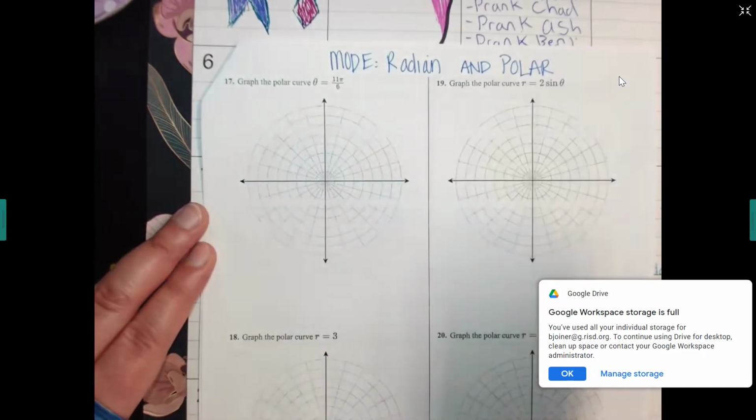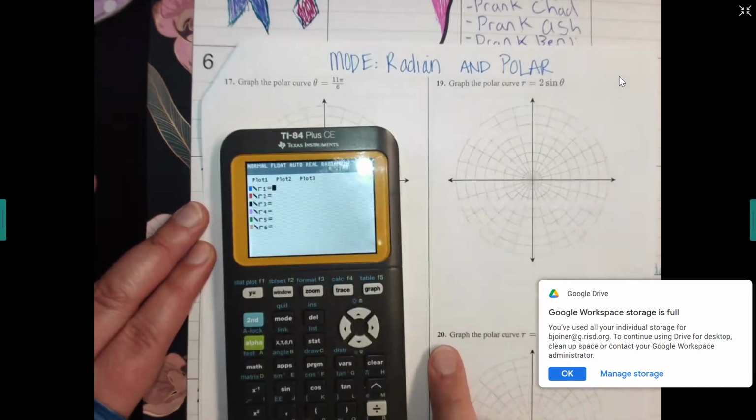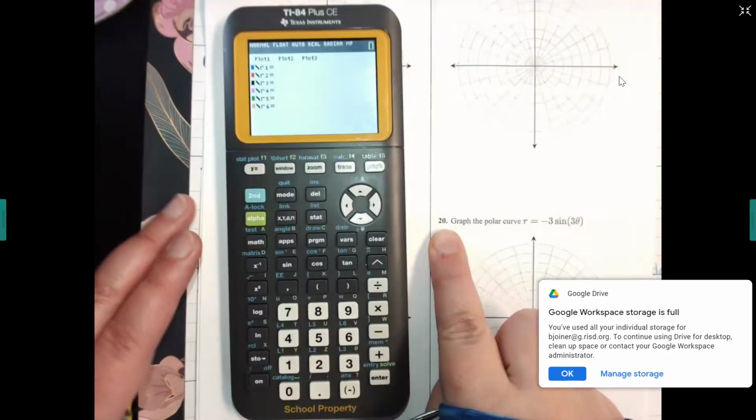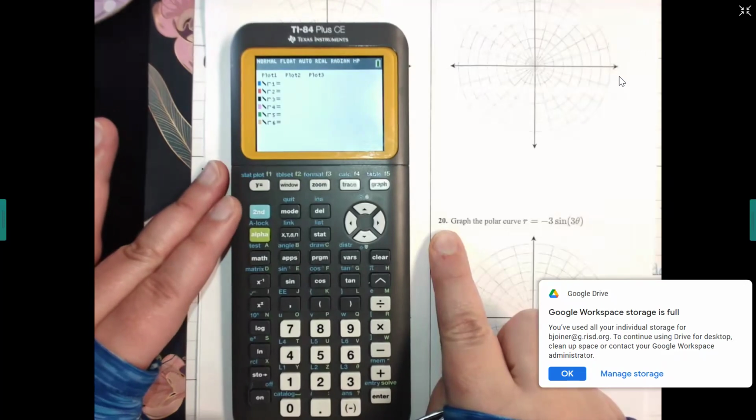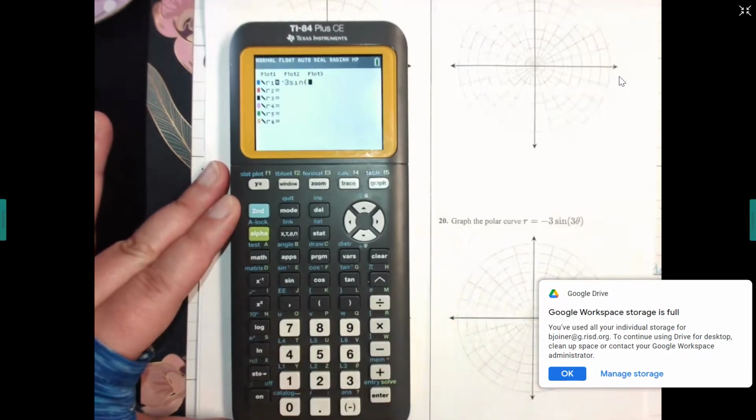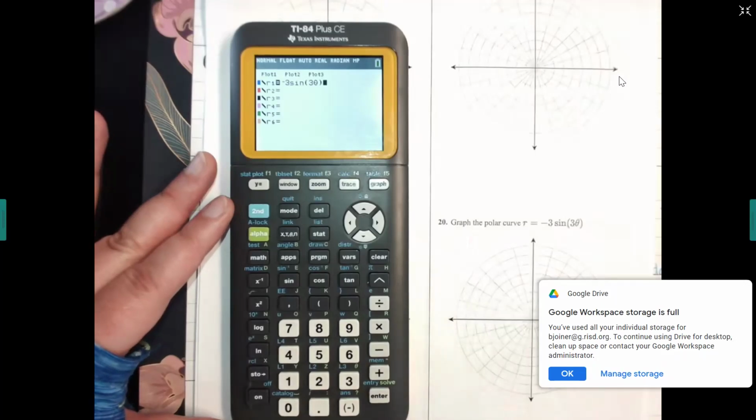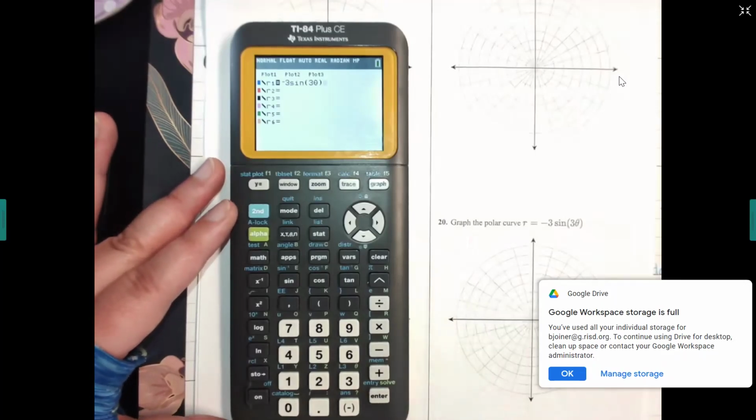So for example, let's say that I wanted to do number 20 down here. It says -3 sine 3 theta. Then I'm going to type in -3 sine 3x. And notice when I push that X button, a theta is going to pop up instead because I'm in polar mode. Okay, then hit graph.